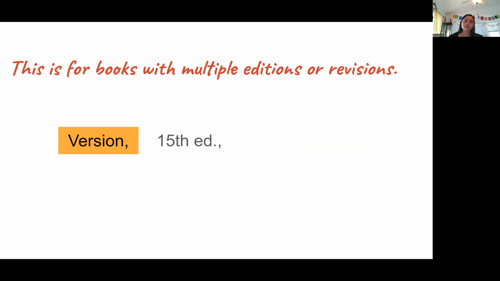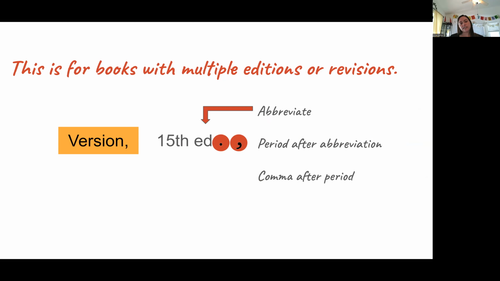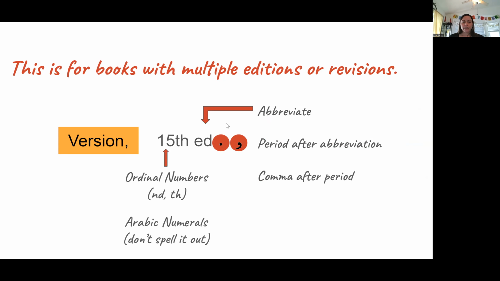This is for books with multiple editions or revisions. Some things to note is that you abbreviate edition, it becomes ed. It's lowercase too. Because it's an abbreviation, you put a period, and then you follow the whole thing with a comma. You use ordinal numbers, which means that it will end in nd or th. And they are Arabic numerals, which means that you write 15th rather than fifteenth.